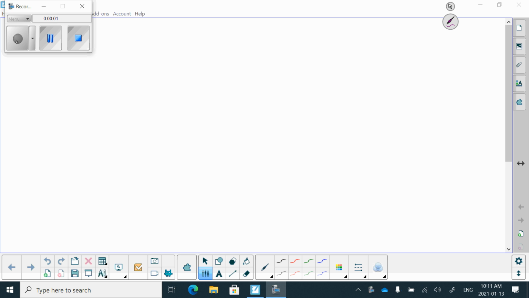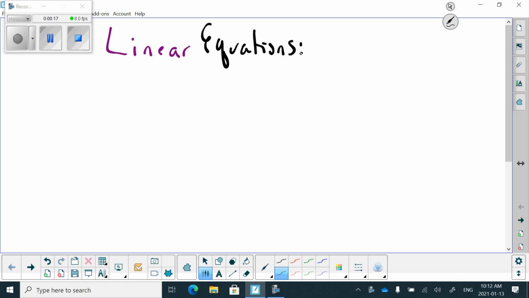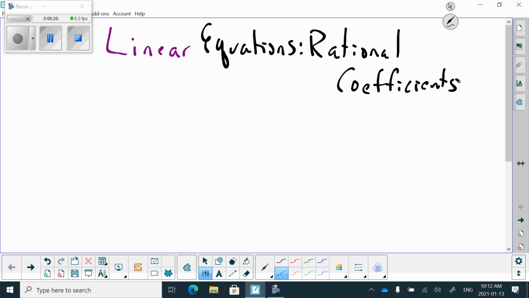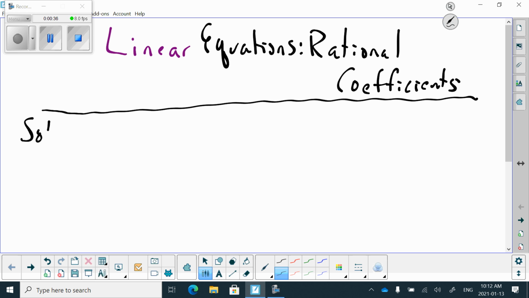Topic is linear equations with rational coefficients, which is just big words for fractions. We get to solve.